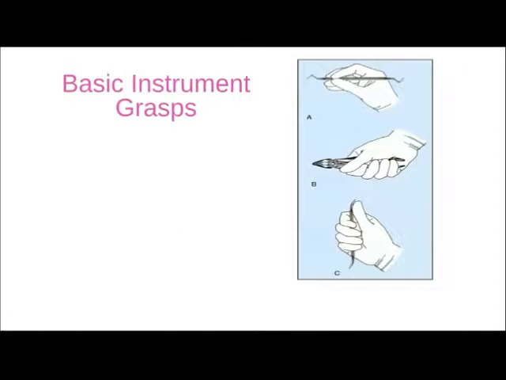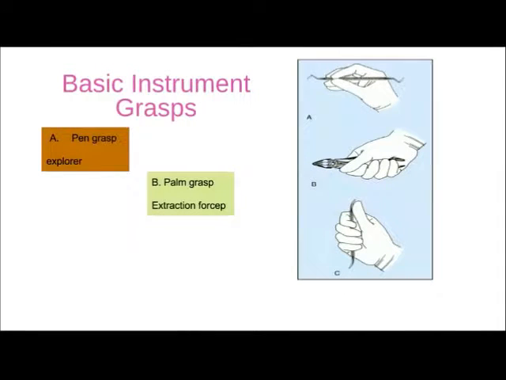And so if you're going to use the instrument, though, you can either use it in a pen grasp, which is the top one. An Explorer is used in a pen grasp. A palm grasp, which is the middle one. And then a palm thumb, which is used by the dentist when they're using a periosteal elevator, which is a surgical instrument.